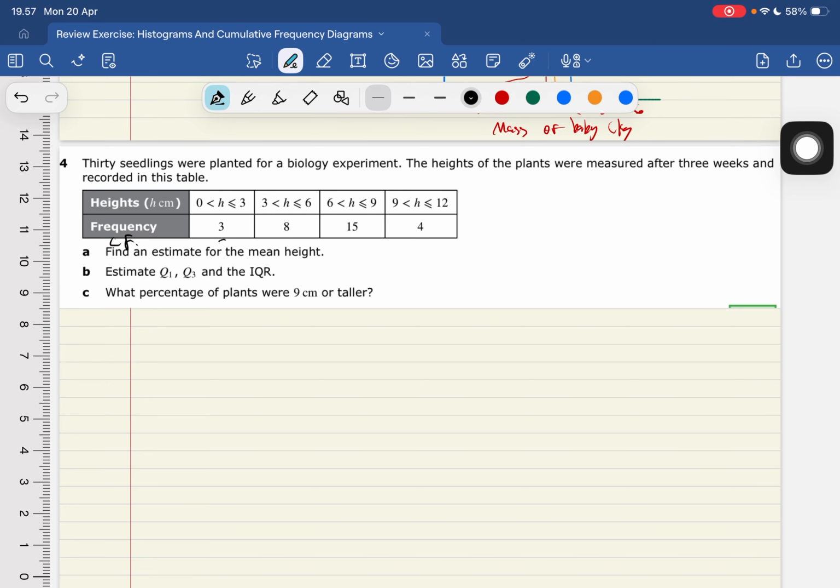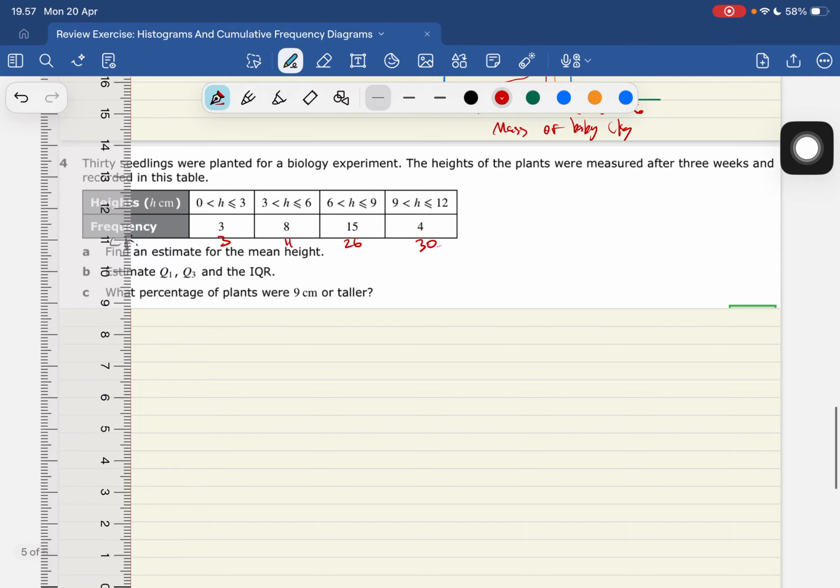So it's 3 plus 8 is 11, and then I think you cannot see it. So starting from 3 plus 8 is 11, and then 11 plus 15 is 26, 26 plus 4 is 30. Here is the cumulative frequency.